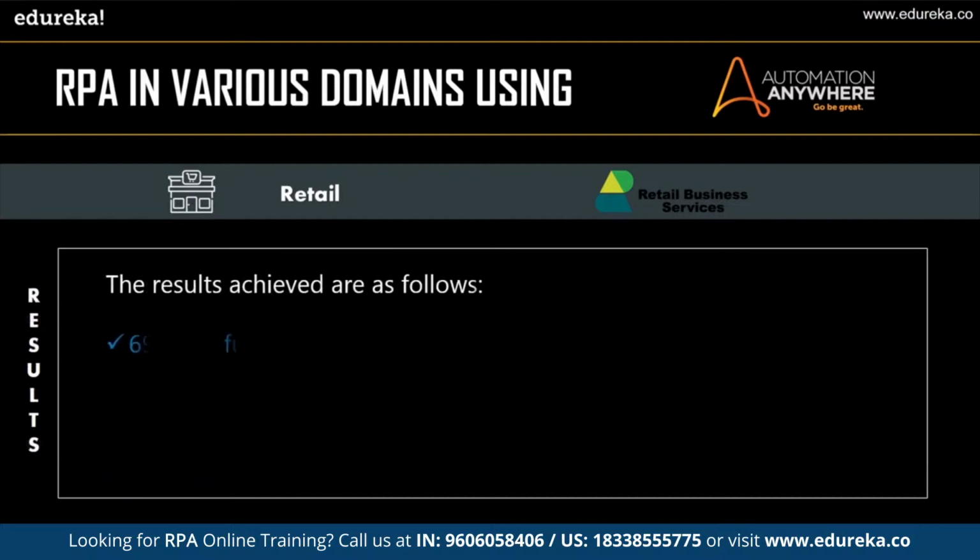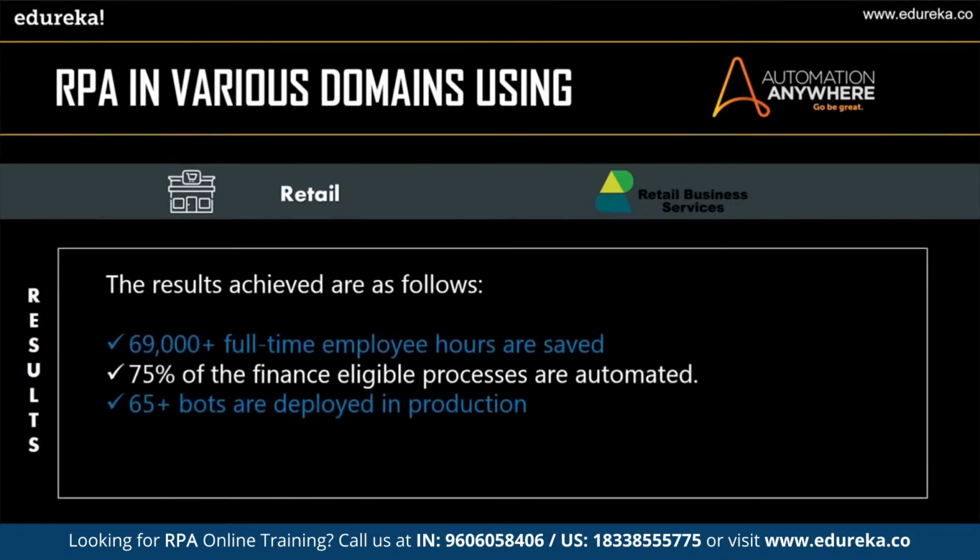So the results achieved are what you can see on my screen. More than 69,000 full-time employee hours were saved. Around 75% of the finance eligible processes are automated and more than 65 bots are deployed in production. So that's how, guys, RPA is used in the retail industry.